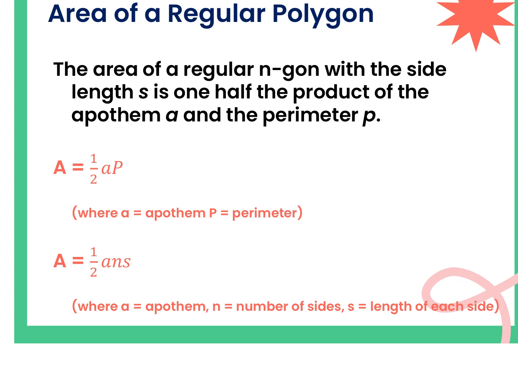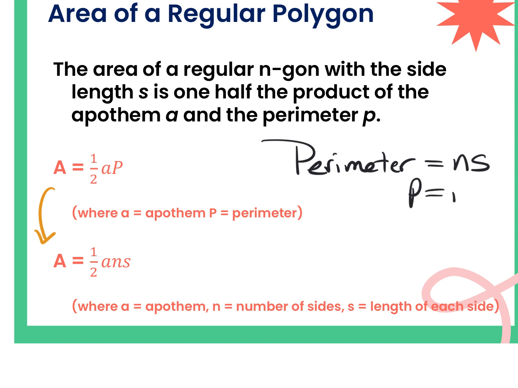Now, another variation of this formula is 1/2 a n s. Because if you think about it, when you're calculating perimeter, what you're doing is finding the length of one of the sides and multiplying it by the number of sides. So that formula for perimeter is really the number of sides times the side length.